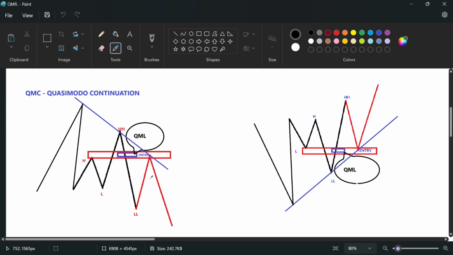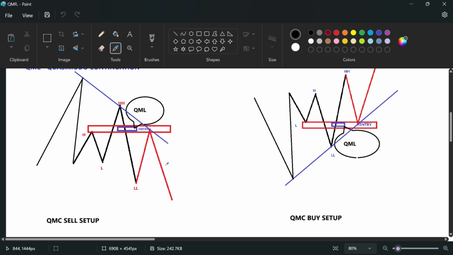Then your entry, as you can see, this is the first touch, this is the second touch. Then your third touch is the entry, straighten with the first high here. You understand? So this is just a form of Quasimodo continuation. This is the structure of Quasimodo continuation for a sell setup. You understand? So it is just basically following the trend.